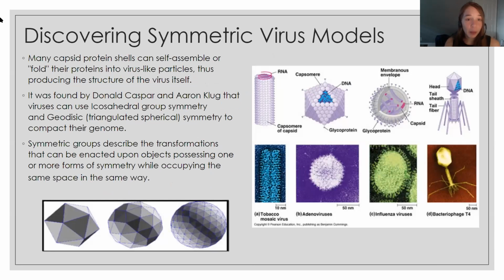All right. So many capsid protein shells can self-assemble or fold their proteins into virus-like particles, thus producing the structure of the virus themselves. Caspar and Klug's work found that icosahedral group symmetry and geodesic symmetry are common among viruses and allow them to compact their genome. So symmetric groups, as an overview, describe the transformations that can be enacted upon objects possessing one or more forms of symmetry while occupying the same space in the same way. For example, if you rotate it over a symmetry axis, it'll continue to occupy the space it did before in apparently the same manner.